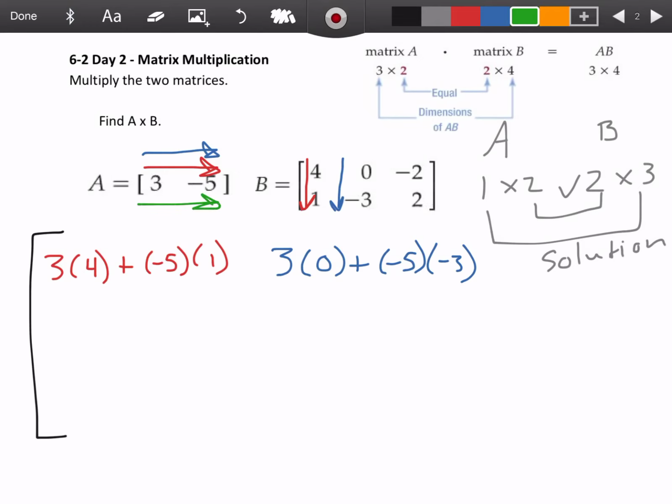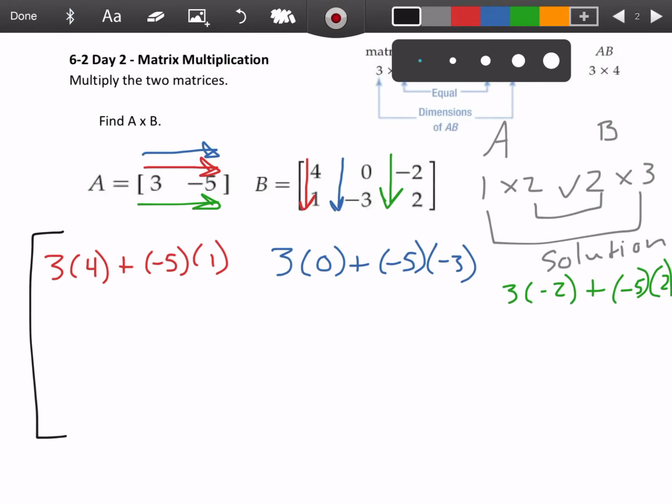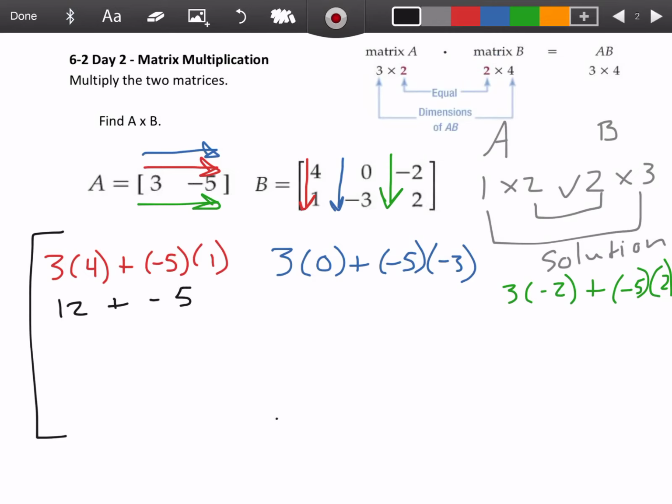And the last one, we're still going to go across this same row. We're going to go down the last column. So that would be 3 times -2 plus -5 times 2. All right. So just to clean this up, this would be 12 plus -5, and if we had a solution matrix down here, this would be 7 in the first one. This would be 0 plus 15, so 15 would be in the middle one. This would be -6 plus -10, which would give us a -16.